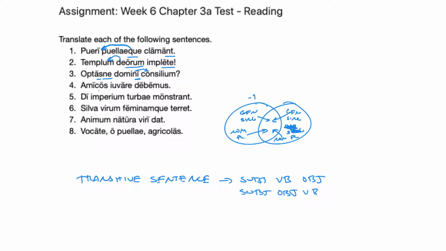All right, number 4. So amicos. All right, good news. OS can pretty much only be the accusative, so that's a relatively easy form to identify. All right, iuvare, that RE form of the verb, is going to be the infinitive. Remember, that's translated to verb in English, and infinitives have to go with another verb. Infinitives cannot stand by themselves.